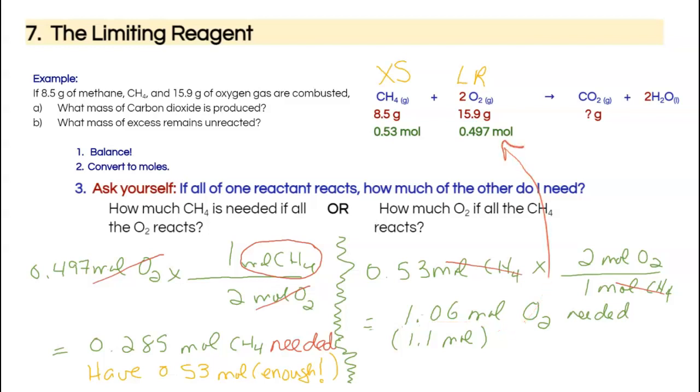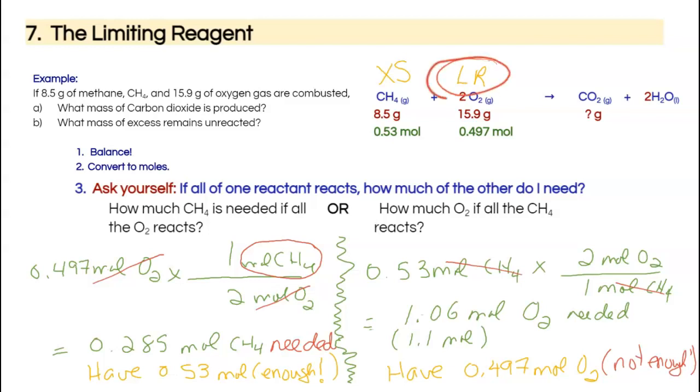Do I have enough? No. Okay, I only have, I'm going to write that out, I have 0.497 moles of O2. Okay, which is, by the way, not enough. So that's what's telling me that I don't have enough of it. And so if I had more, I could make more product, but I don't have enough oxygen to fully react all of my methane. So that confirms for me that oxygen is my limiting reagent.